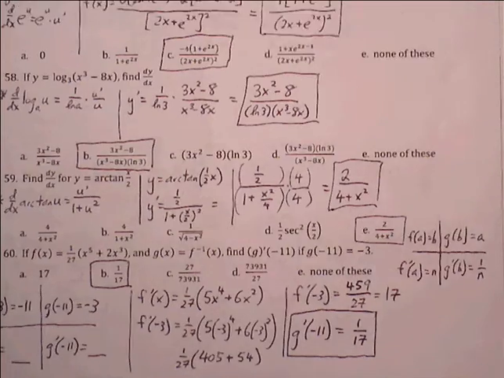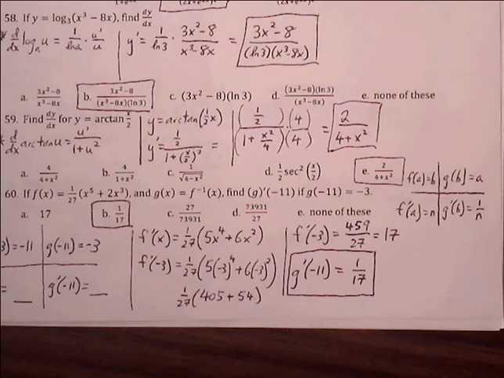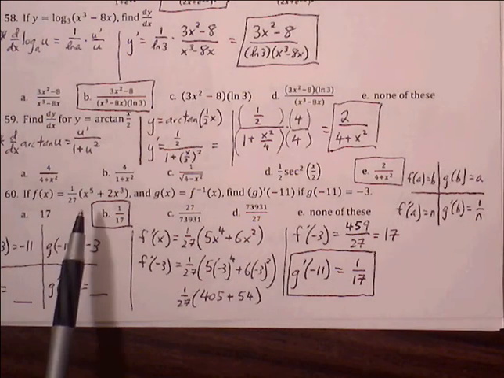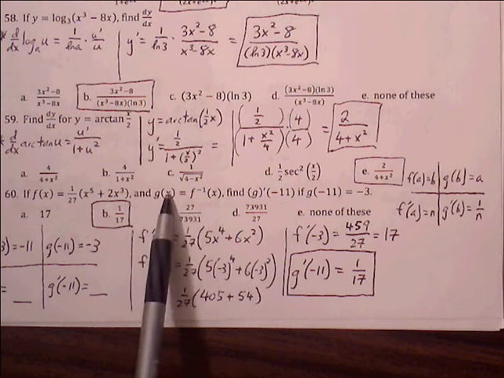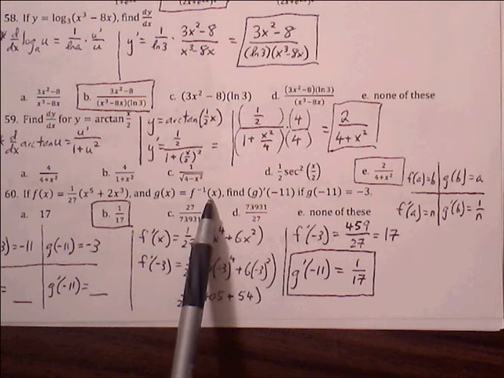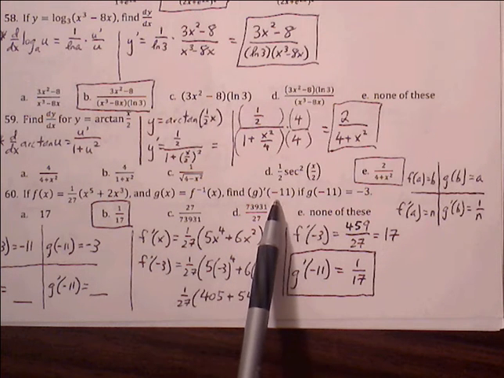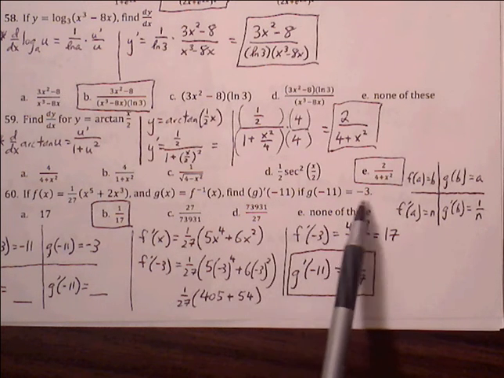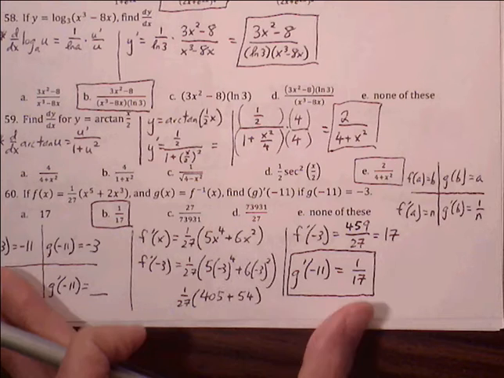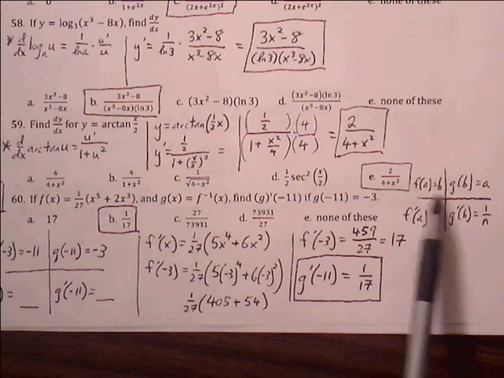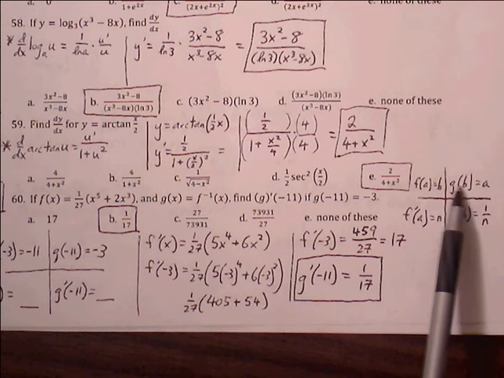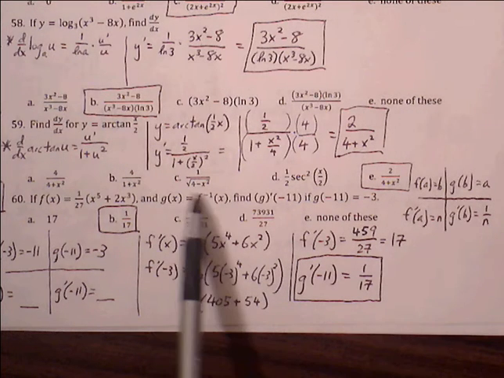Okay, finally number 60. f of x equals 1 over 27, parentheses x to the 5th plus 2x cubed. g and f are inverse functions of each other. We want to find g prime of negative 11, and we're given an ordered pair. So here we have to establish the relationship between the function and its inverse. So f and g are inverse functions as provided here.